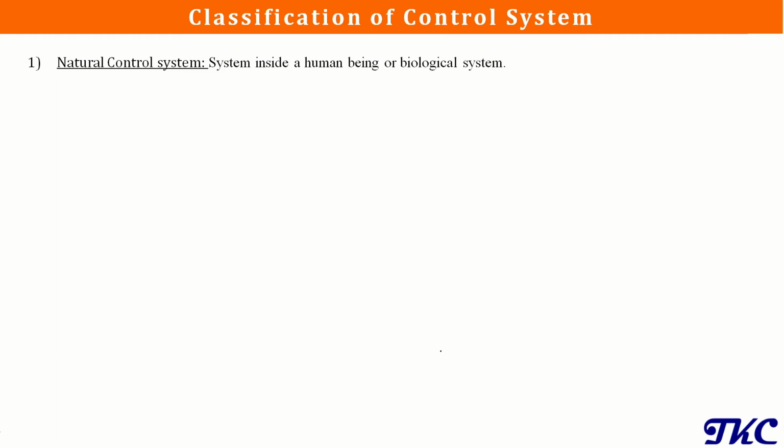The system that we are having inside us, due to which we can walk on two legs without any unbalance, and also the different elements that we are having inside, they are all natural control systems. Similarly, any biological system that we are having around us will again be a natural control system. So it is the system that is created by nature. Those systems are called natural control systems.